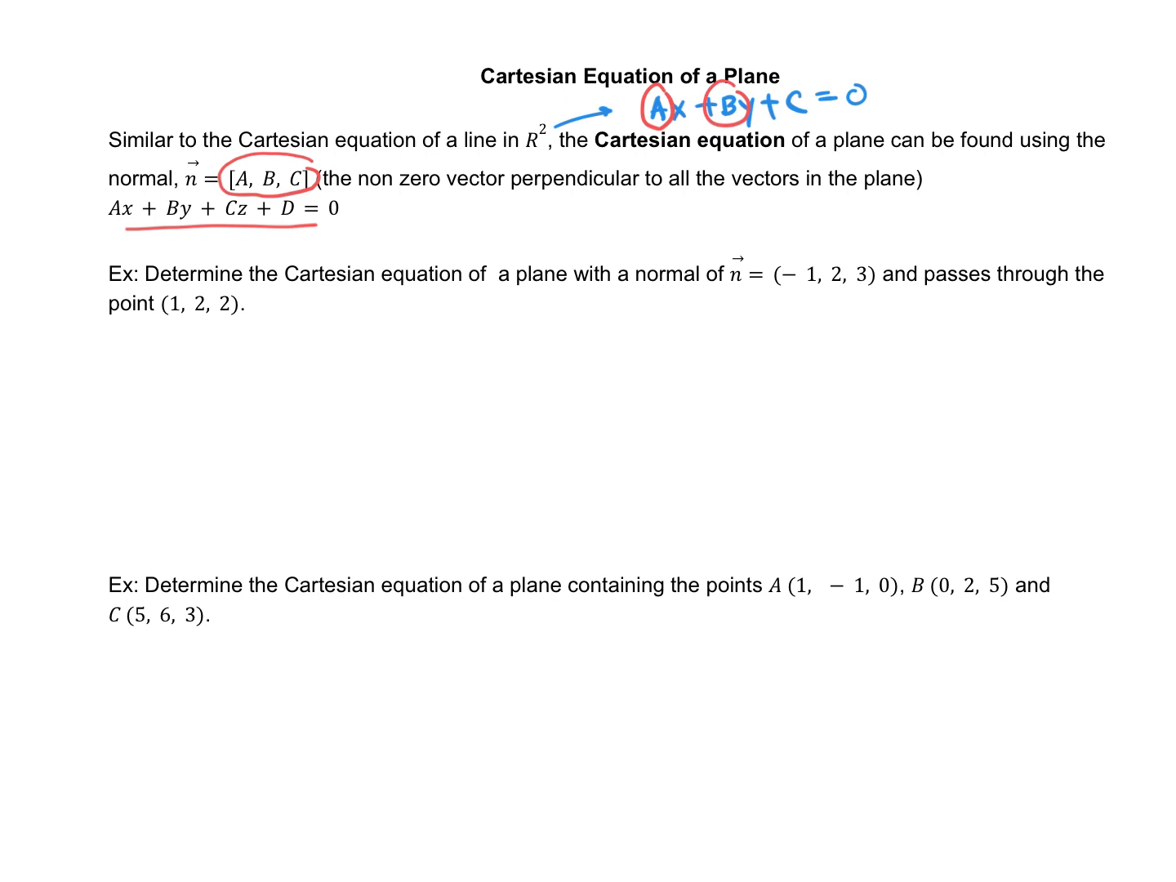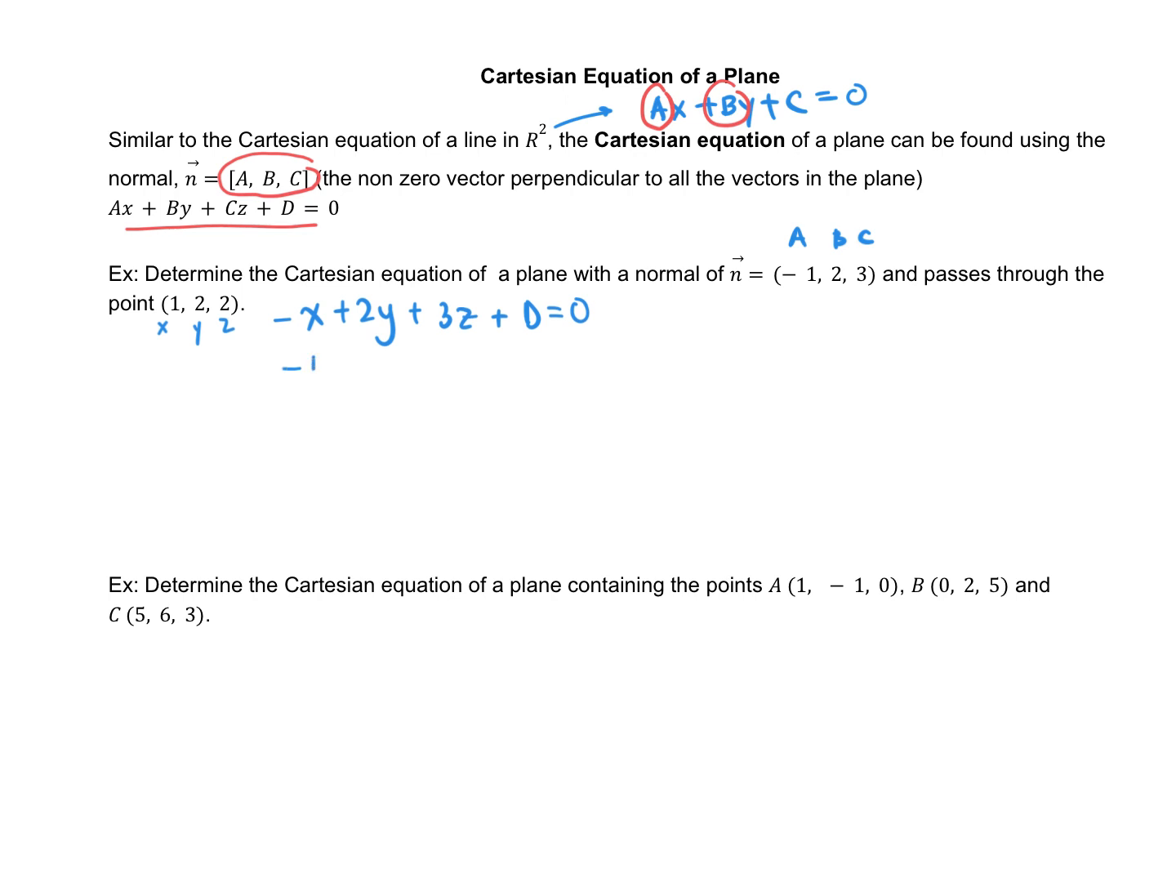Determine the Cartesian equation of a plane with a normal of -1, 2, 3 and passes through the point 1, 2, 2. Well, when we're given the normal, we have ABC, so we have the coefficients of x, y, z. So this is what we know so far. And now the only missing piece of the puzzle is d, which we can solve for by plugging in our point for x, y, z.